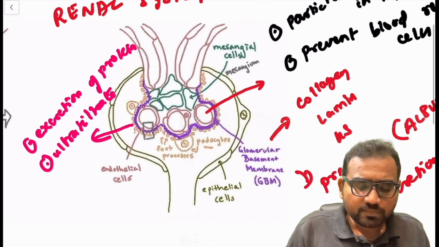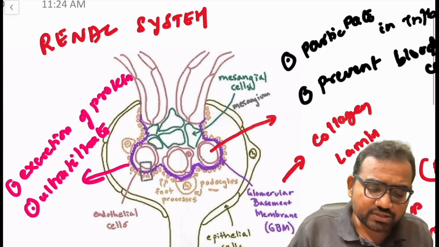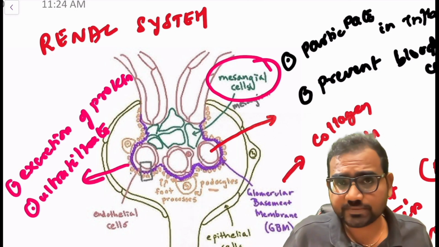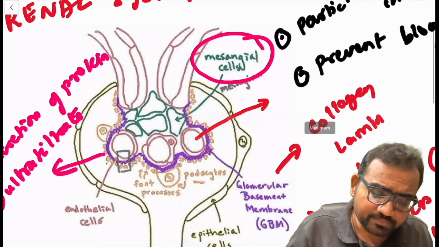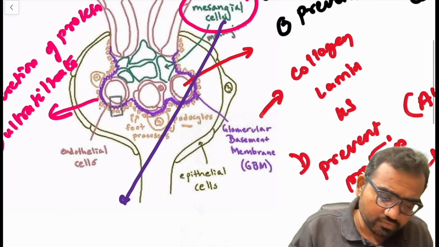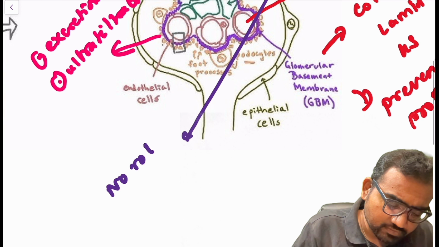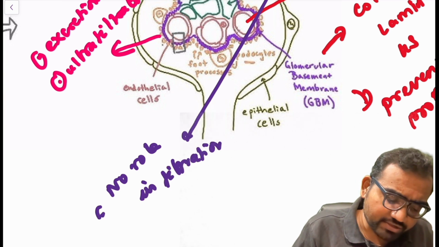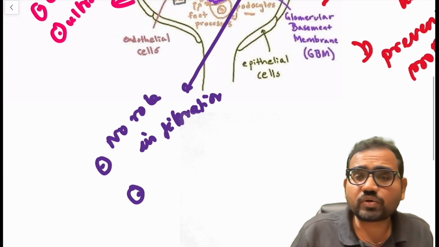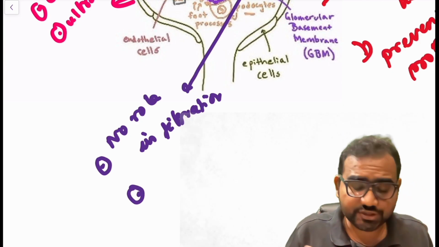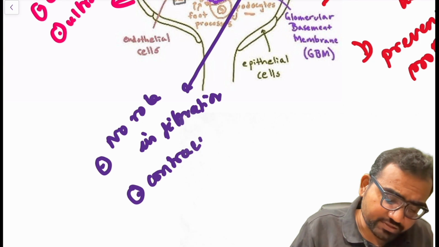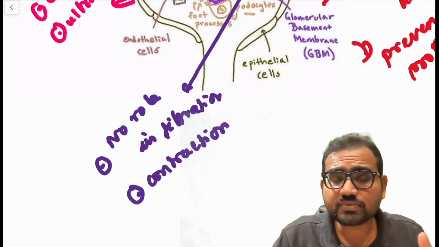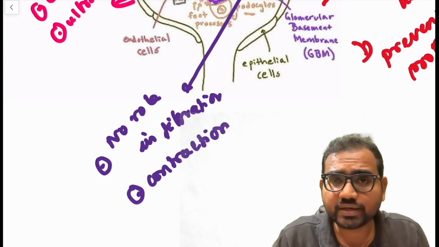Now moving on to the last structure, the mesangial cells. Mesangial cells do not participate in filtration. They have no role in filtration, but they cause contraction, and in that way they help in glomerular filtration rate regulation. They help in contraction, so they regulate the GFR.